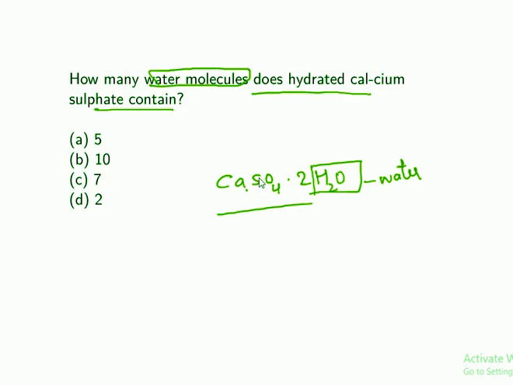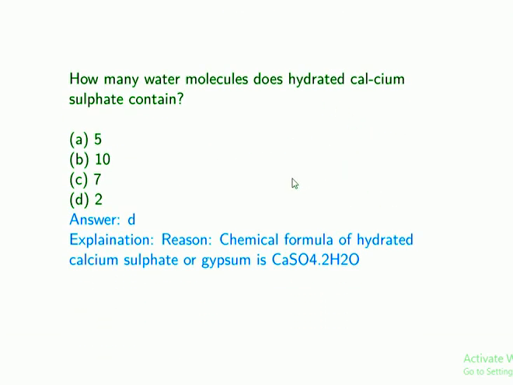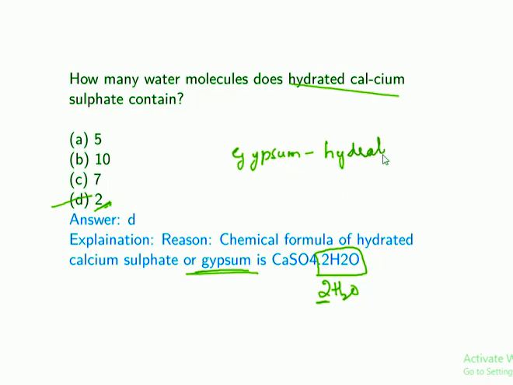So how many water molecules are present in this hydrated calcium sulfate? And one more thing, the hydrated calcium sulfate is also called gypsum. So it contains two water molecules. Here you can see 2H2O, right? So that means two water molecules are present in this hydrate. One more question here you are going to get: what is the other name of gypsum? If they ask that, then it is called hydrated calcium sulfate. Got it? So in this way you can make a few more questions also.